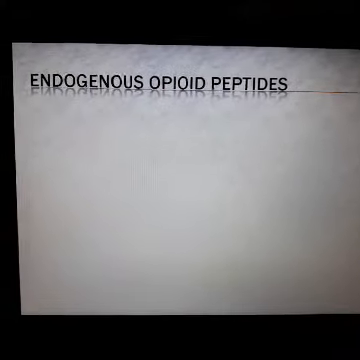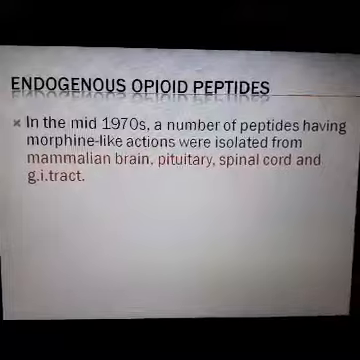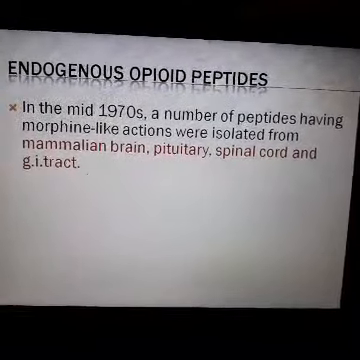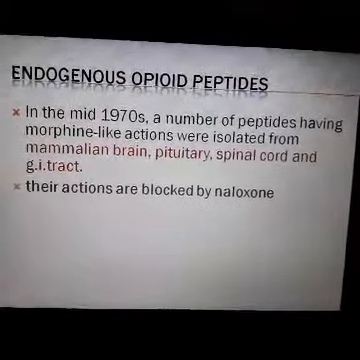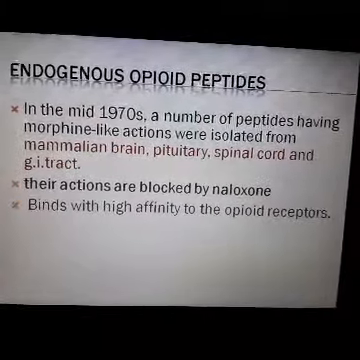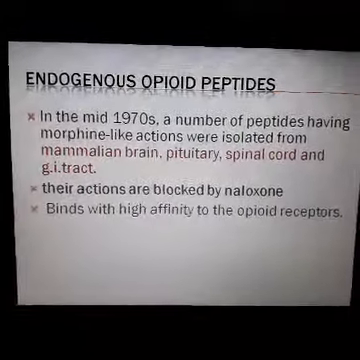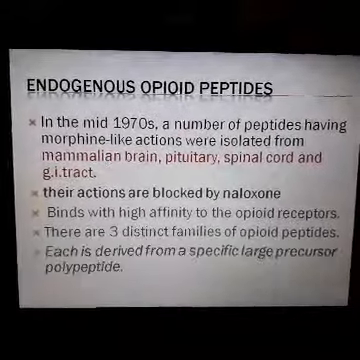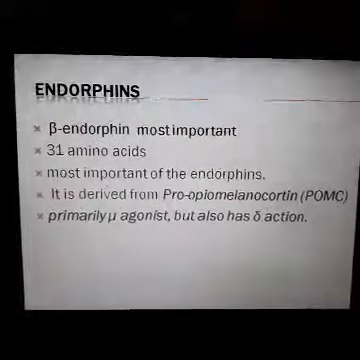And now next, the last part of our discussion, endogenous opioid peptides. A number of peptides having morphine-like action were isolated from the mammalian brain, pituitary, spinal cord, and GI tract, and their action is also blocked by naloxone. They bind with high affinity to the opioid receptor, and there are three distinct families of opioid peptides. Each is derived from a specific large precursor polypeptide.